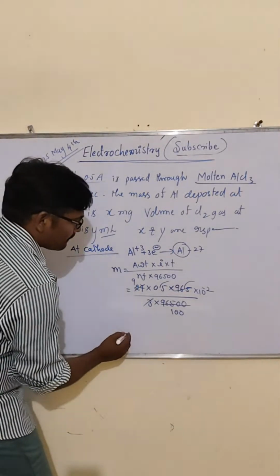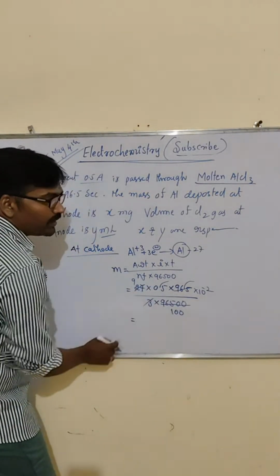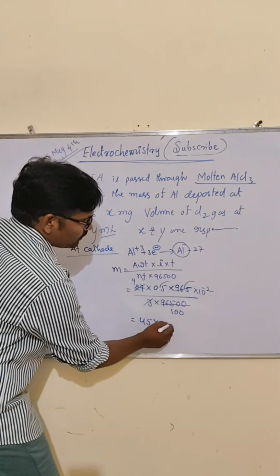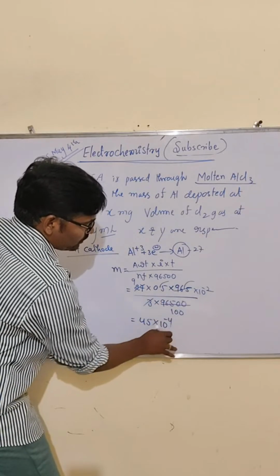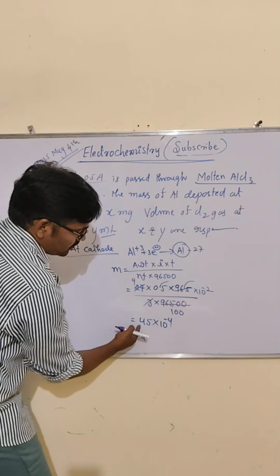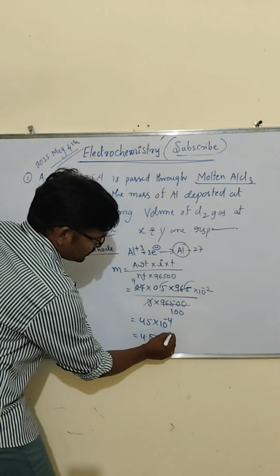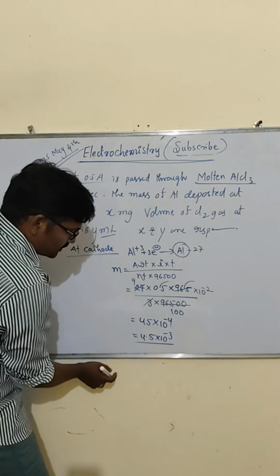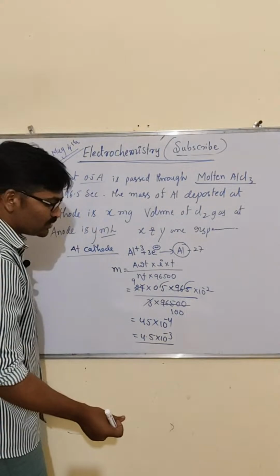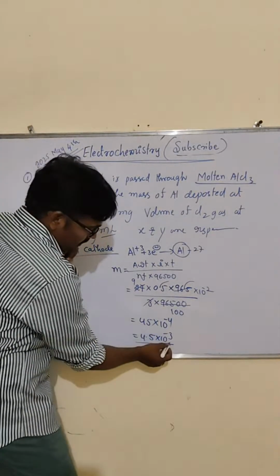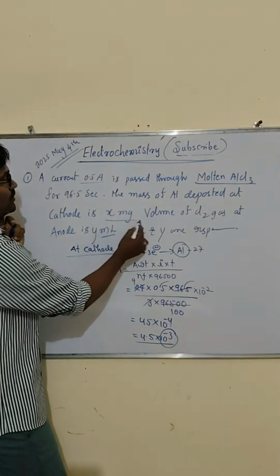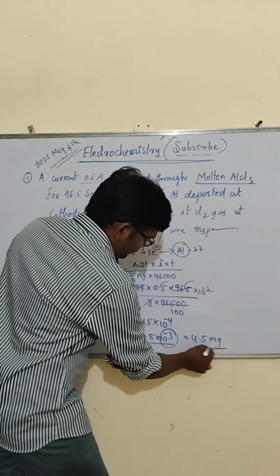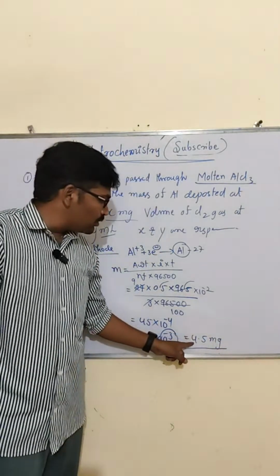So then look at, 9 into 5, 45 into 100. When it goes up, 10 to the power of -2 is already there, then it becomes 10 to the power of -4. Then we find 4.5 into 10 to the power of -3. So 10 to the power of -3 is present. Look at this, my students. Then this we call x milligrams, as mentioned. So we can say that it is 4.5 milligrams. So the answer is 4.5 milligrams.